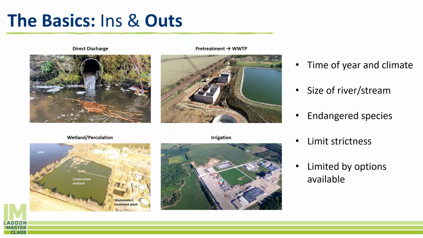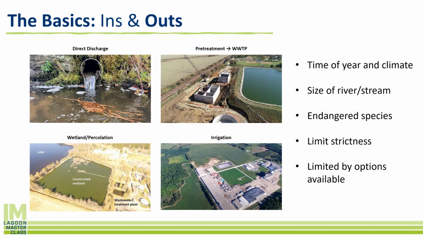And what towns choose here really depends on a few different things. First of all, the time of the year that they want to discharge, the time of the year that they have permits. They might have fluctuating permits in different seasons, and what the climate is in that given area. If the climate is frozen tundra all the time, it doesn't really make sense to do irrigation, for example, or even potentially wetlands, because you might end up with a field of ice instead of a field of percolating water.